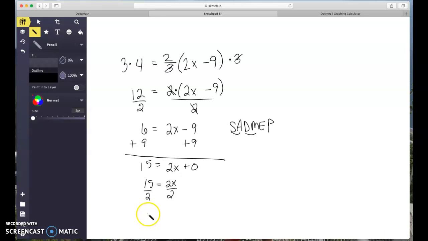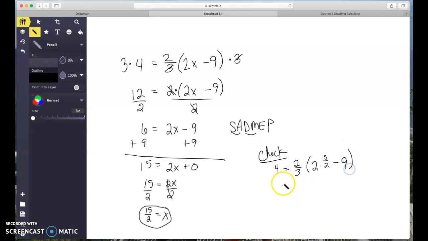That would give me 7.5. It doesn't look like it really reduces any either. So at that point, since Delta Math said they want us to leave it as a fraction, we would just write it as 15 halves. Of course, I always like to check my work by plugging back in. So 4 equals 2/3 times 2 times 15 halves minus 9.